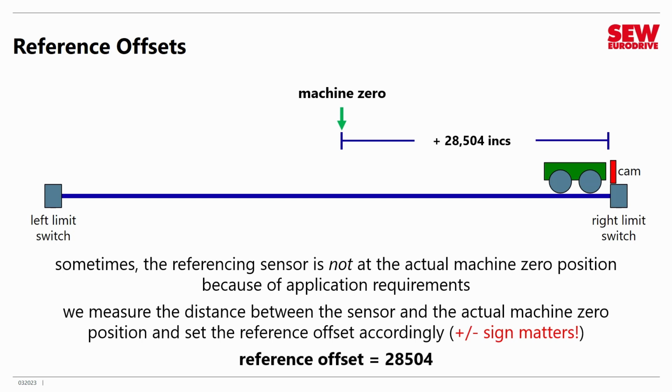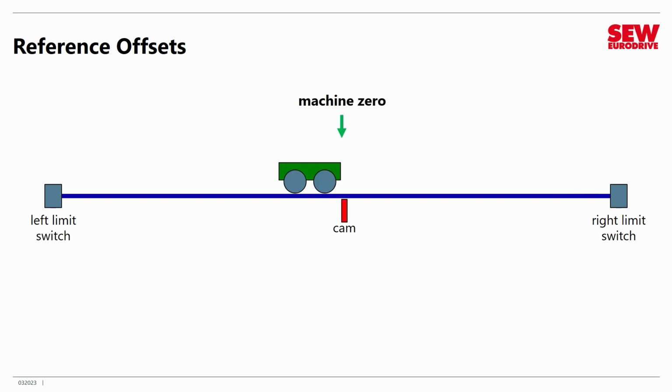So what we do is we just put in the number 28,504. That's a positive number, and that tells us where the sensor is in relation to 0. Just remember the sign is positive because the sensor is clockwise of the machine 0 position. If it's counterclockwise, it's negative. Easy way to remember it. All right, now let's go back to a situation where machine 0 is the same location as the sensor.